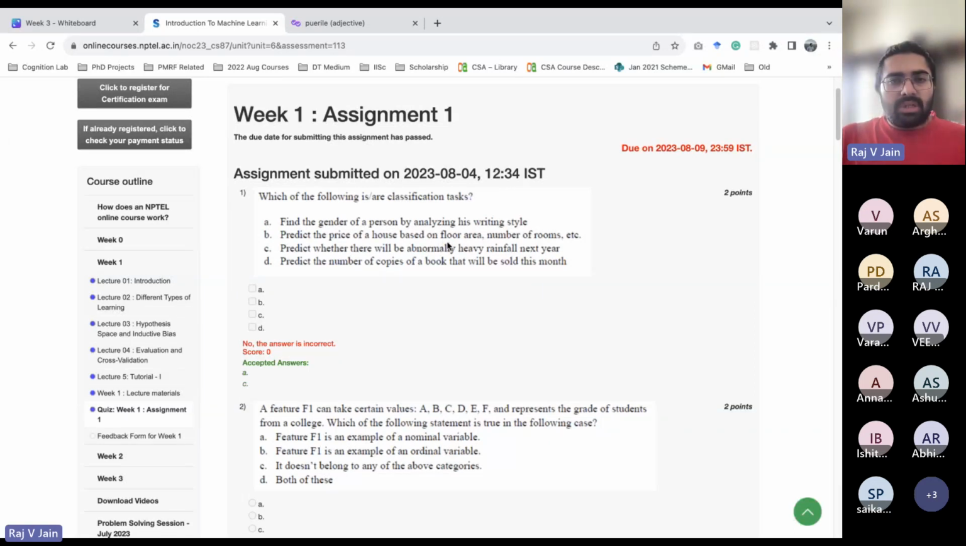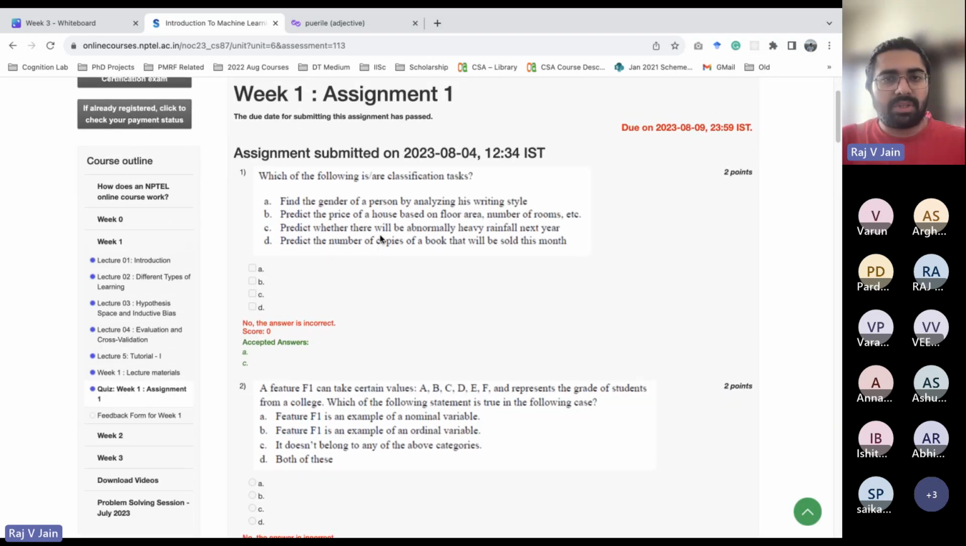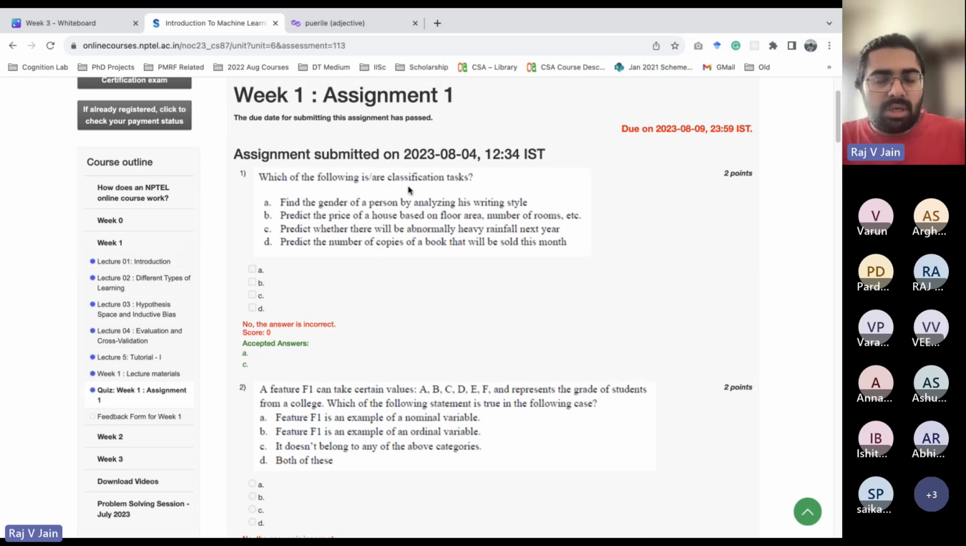Okay, so we'll start with the first assignment. Any thoughts on this question? Which are our classification tasks? Finding the gender, predicting price, predicting whether there will be abnormally heavy rainfall this year, and predicting the number of copies of a book that will be sold this month. A and C are the accepted answers. Anyone who has any doubts in this?